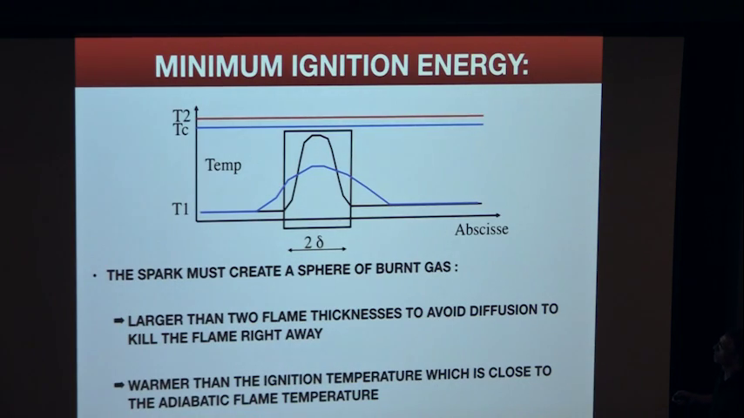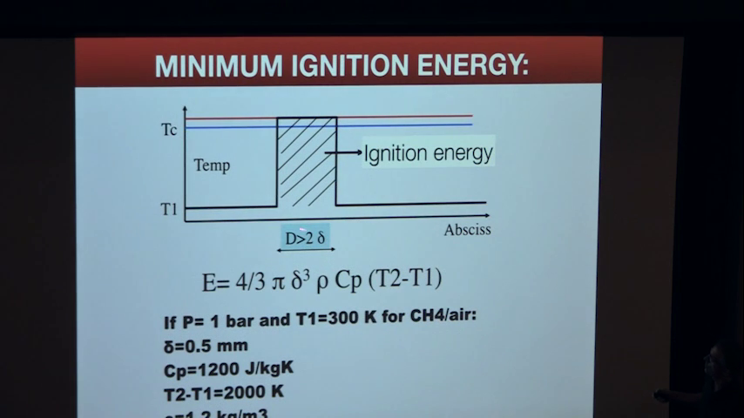The minimum ignition energy has been mentioned before. This is the energy you need to deposit to create a sphere of burned gases. And you can evaluate it in different ways. The Zeldovich method mentioned by Paul is one, but there's an intuitive method to say that if you don't have the place to put two flames back to back, there's very little chance that this thing will ignite. So you have a simple estimation here of how much energy you need. You need to deposit at least a sphere which has a diameter larger than 2 times the flame thickness, and which is hot enough to go above the ignition temperature T2. And this is close to the adiabatic flame temperature.